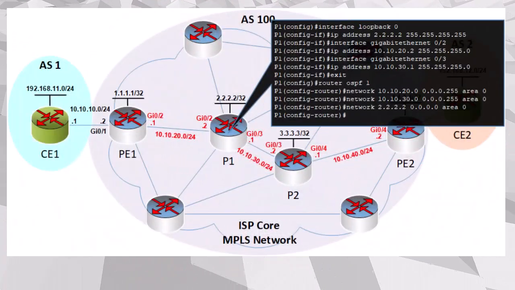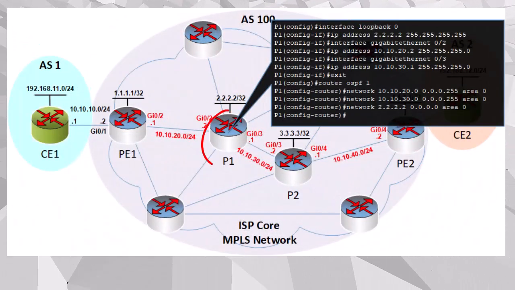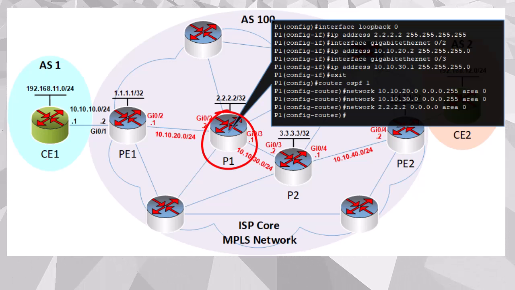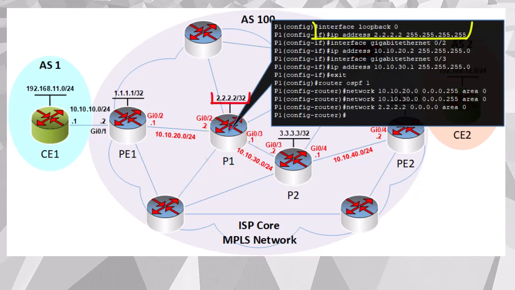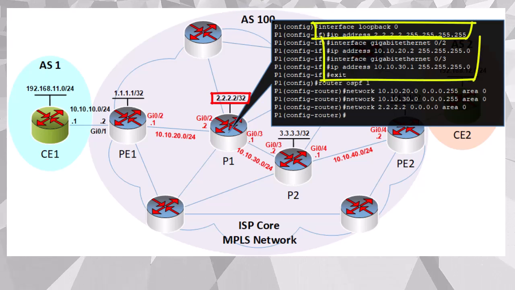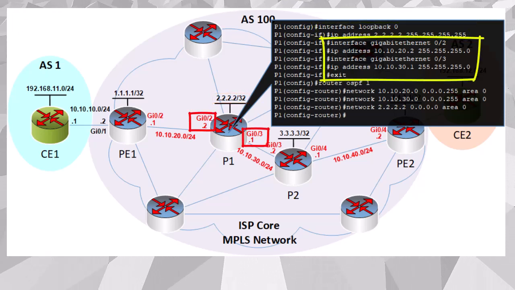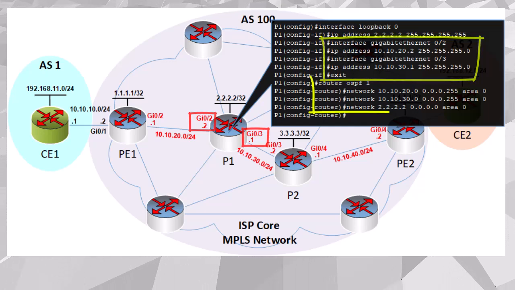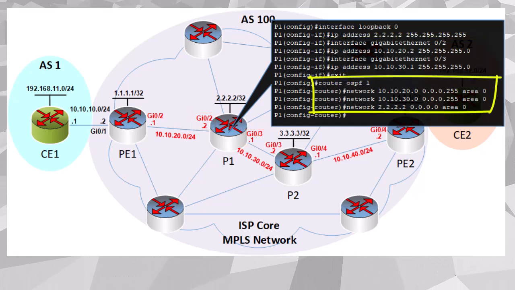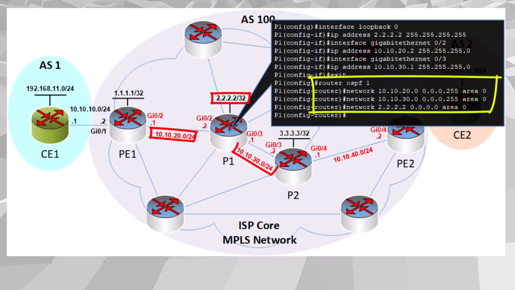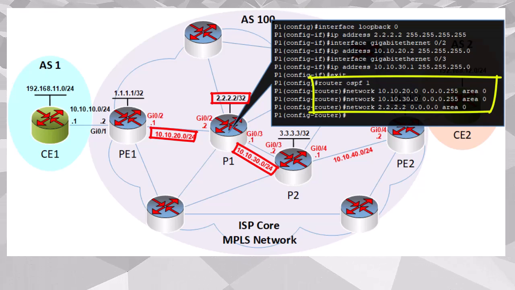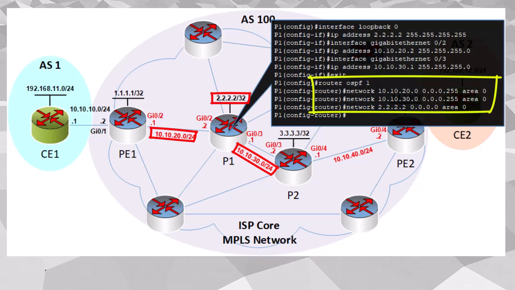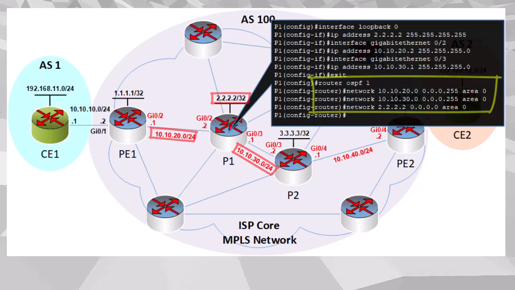Next, let's see what configurations we're going to have on this P router here. As you can see, they're similar to the PE1 router. First, we configure the loopback, then the IP addresses of the Gigabit Ethernet interfaces. Then we configure OSPF and make sure that we advertise the networks of all interfaces, including the loopback interface. Remember, OSPF must advertise the loopbacks between the PE and P routers in order for them to establish LDP adjacencies.